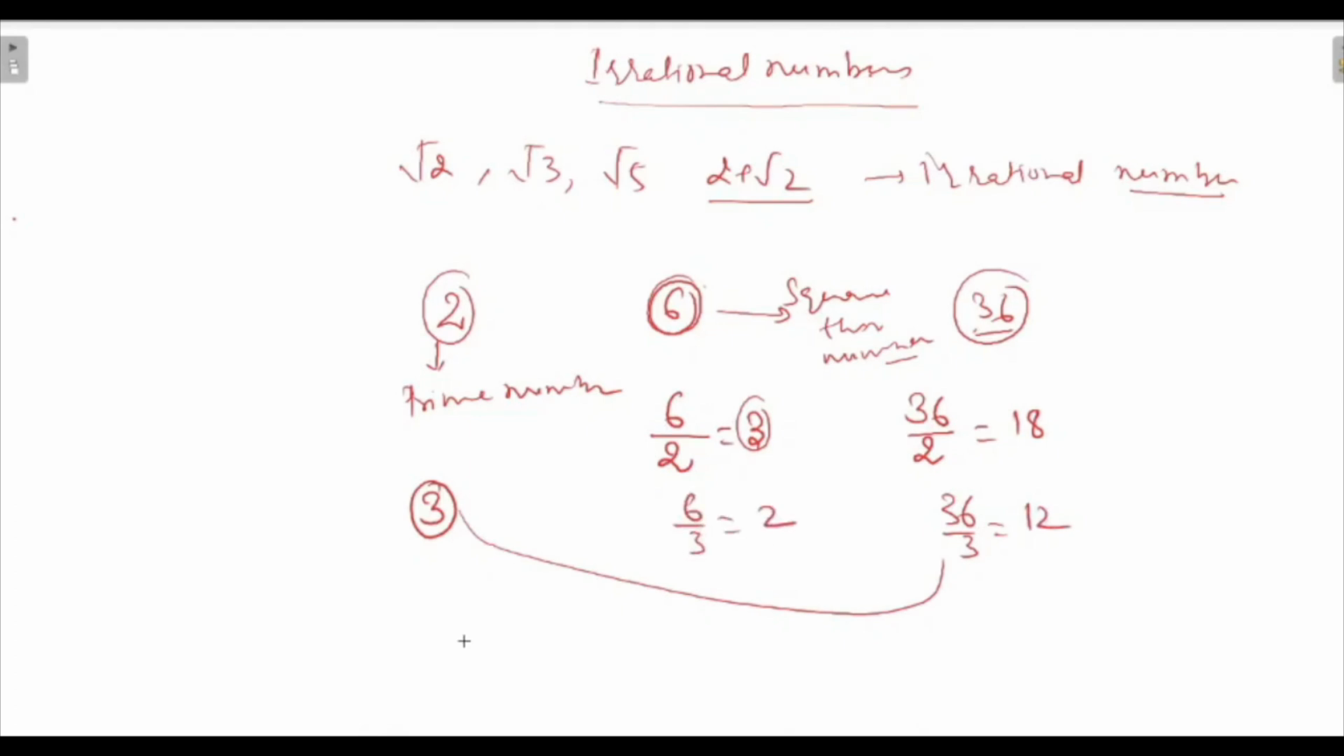Now let's take another prime number 5. When I try to divide 36 by 5, it is not divisible, I will get a remainder 1. Then I try to divide 6 by 5, and I'll also not be able to divide. Then I'll get a remainder 1.